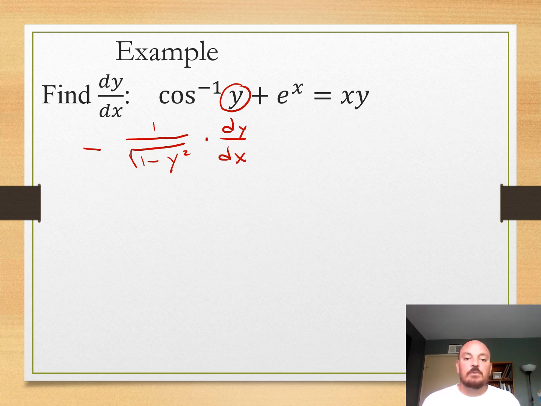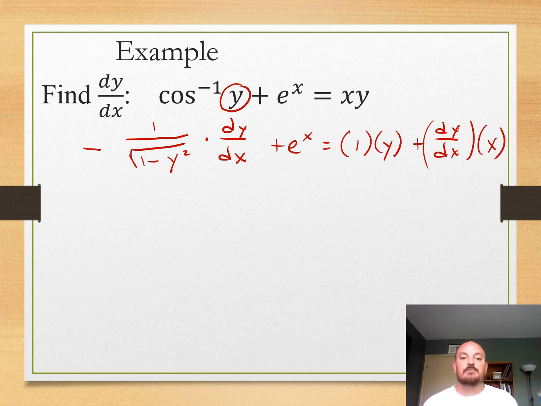Okay, the second one's an easy one. The derivative of e to the x is e to the x. And then on the right-hand side, it's product rule, x times y. So it has to be the derivative of the first, which is 1, times the second, which is y, plus the derivative of the second, the derivative of y is dy dx, times the first, which is x.